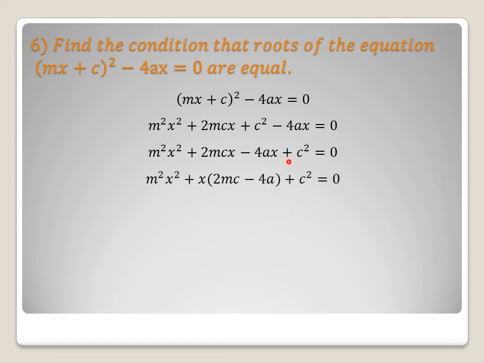Now we will take x common from the middle two terms. Why are we doing this? Because we have to get all the coefficients, but we are not able to get x with it. When we apply the discriminant, we don't need x. We only take the value of b as the coefficient of x, but we won't put x there. So we took x common so that we know that 2mc − 4a is actually the value of b. Now, the coefficient with x² is m², the coefficient with x is 2mc − 4a, and the constant term is c².